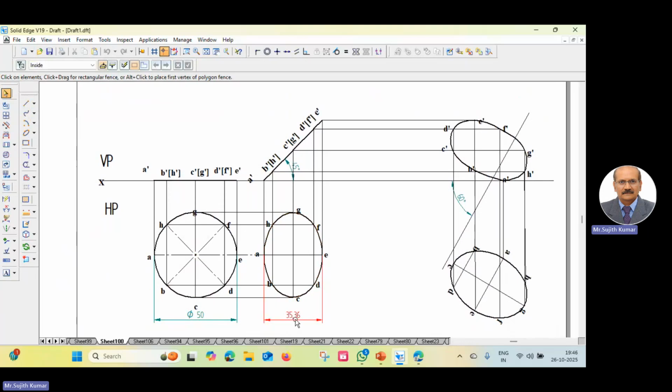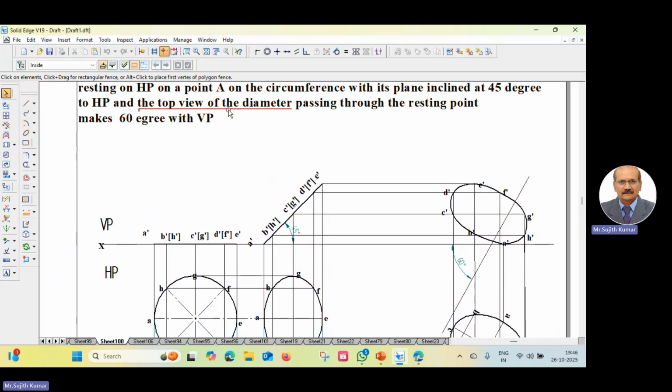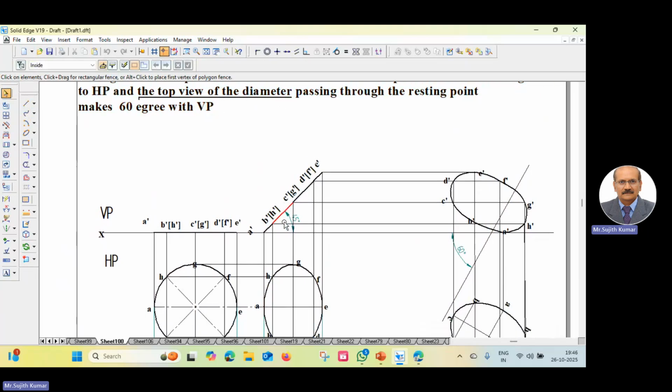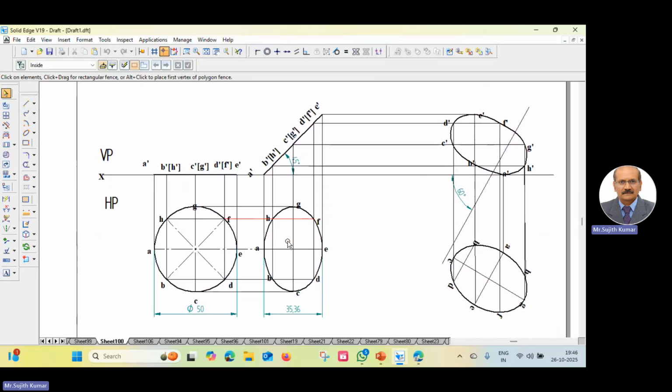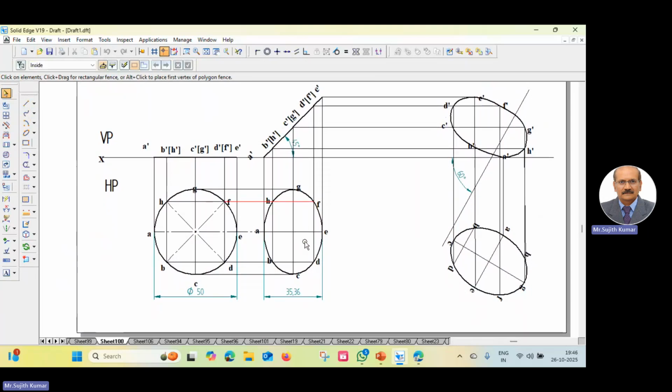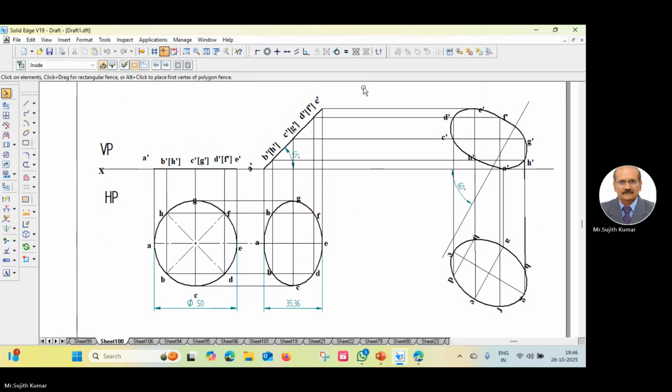They are told the top view makes an angle of 60 degrees. Underline this, it is very important: the top view of the diameter passing through the resting point makes 60 degrees. When the top view of the diameter is given, you don't need to find the beta angle. Without the beta angle, you can solve this. So let me solve it for you.